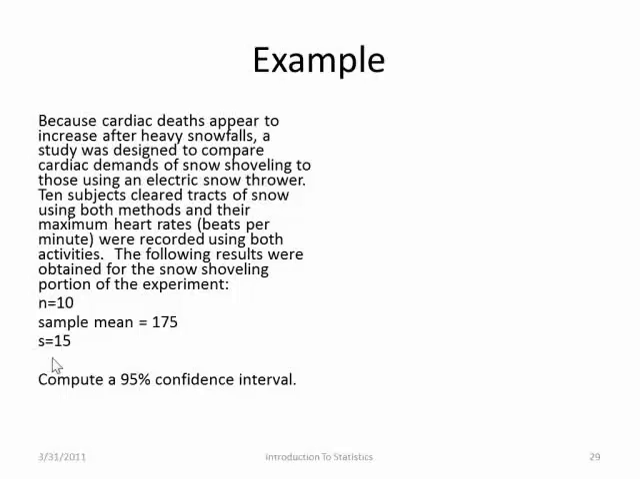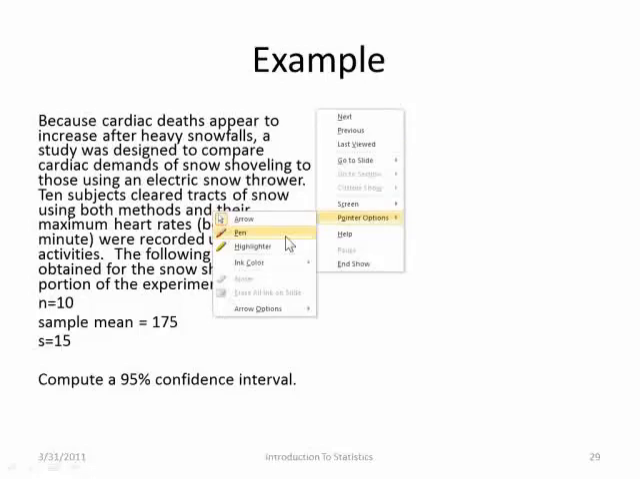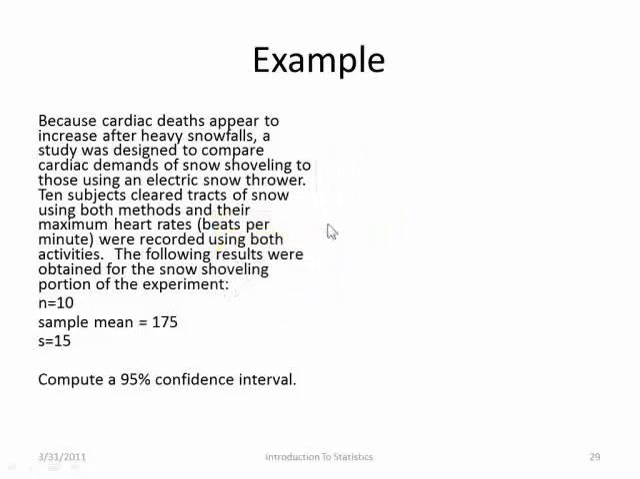So before you start crunching out these intervals, you have to figure out which one you're going to use first. Does that make sense? You have to figure out which types of intervals: t-scores or z-scores, t-intervals or z-intervals. So in this case, we know we're going to use the t. So we need to find our t-score.